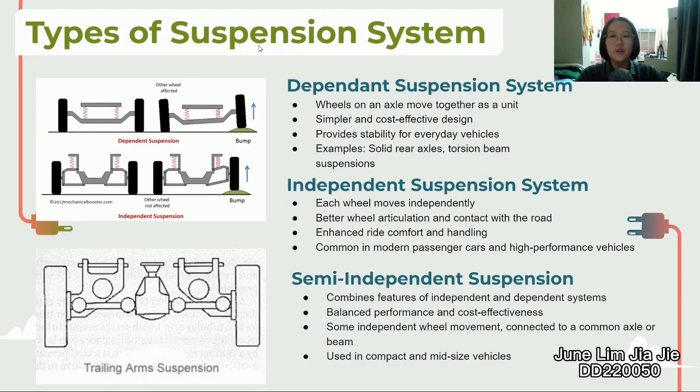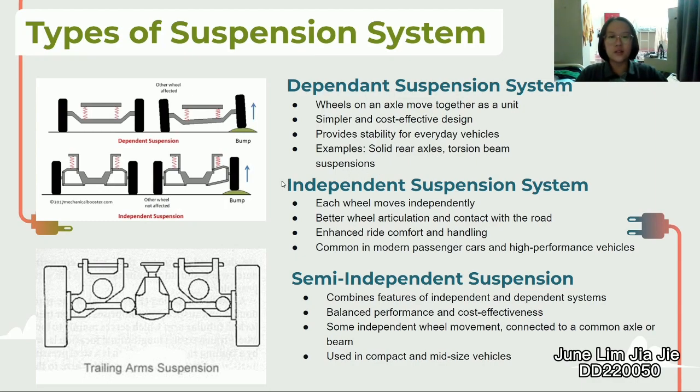Next, there are three types of suspension system. The first one is the dependent suspension system. As you can see in the picture, its wheels on an axle move together as a unit. It is a simpler and cost-effective design. It provides stability for everyday vehicles. Examples of the dependent suspension system are solid rear axles and torsion beam suspension.